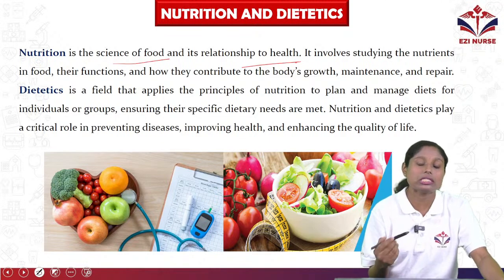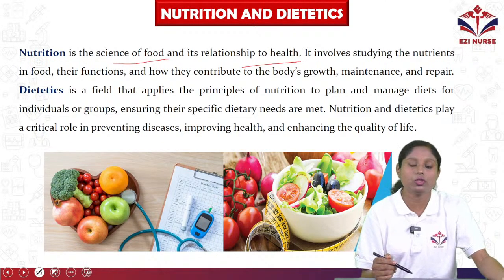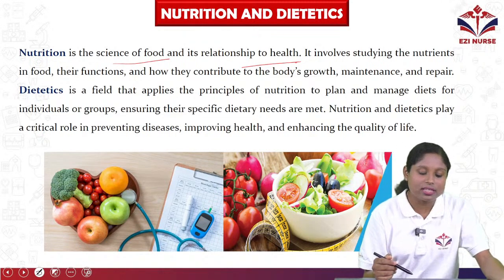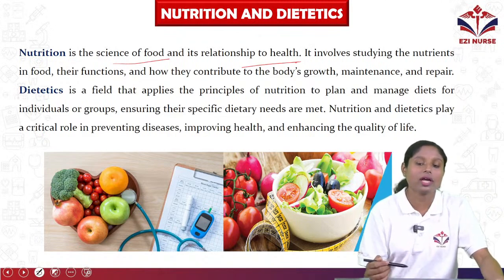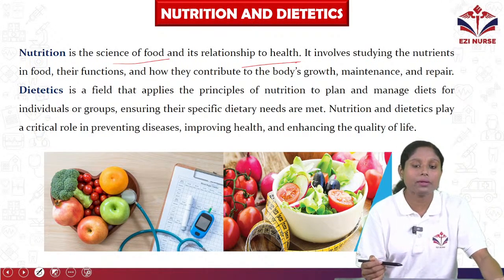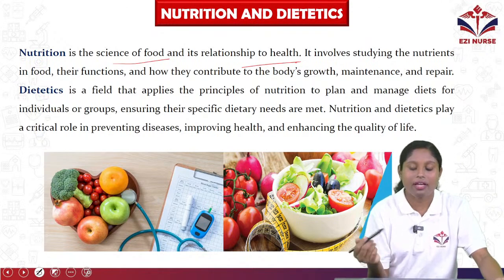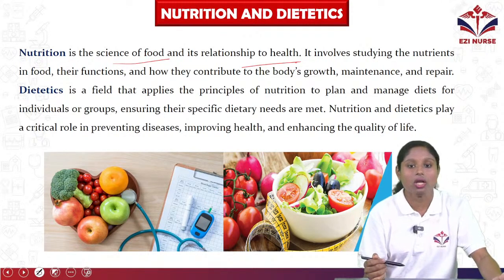So what are all the things we are studying under nutrition? The nutrients in the food we are having, how much of the nutrients will be there, what are their functions, and how they are helping our body to get growth, maintenance, and repair. So that is what is called nutrition.